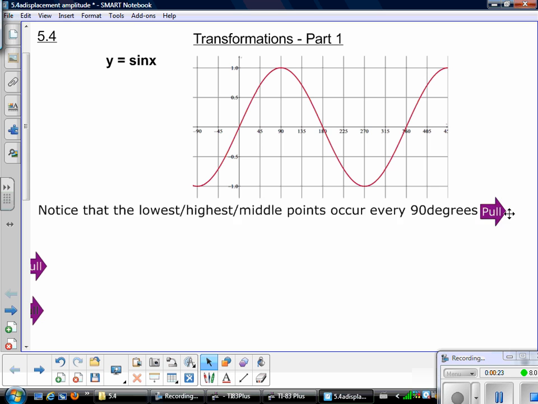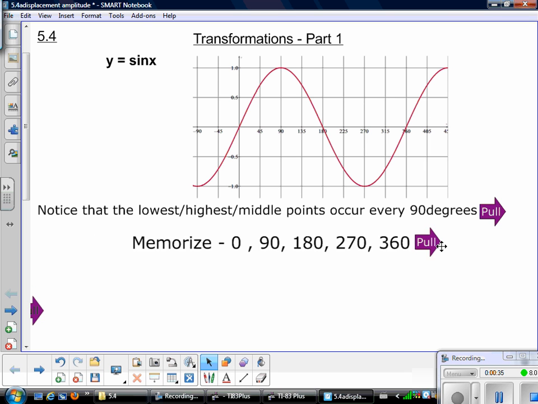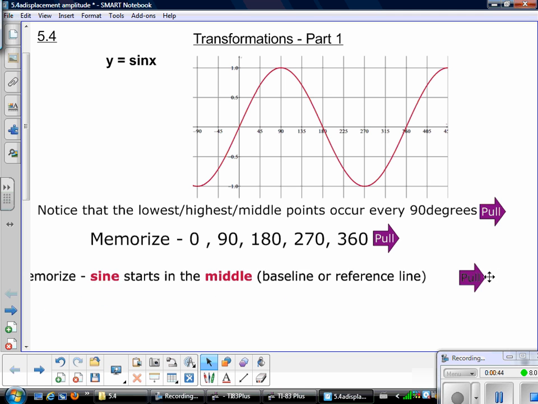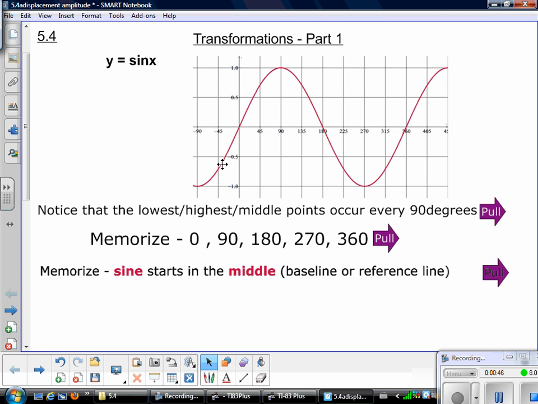And we notice that the lowest, highest, and middle points occur every 90 degrees. So 0, 90, 180, 270, 360, keeps on going and going. Make sure that you have memorized 0, 90, 180, 270, 360. Very important. Also very important, make sure that you memorize that sine starts in the middle of the graph and usually goes up. We're going to look at an example where it goes down, but for the most part it starts at the middle of the graph and goes up.